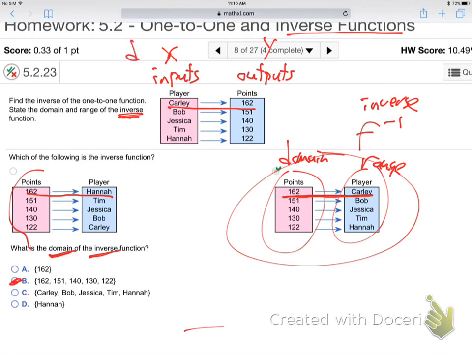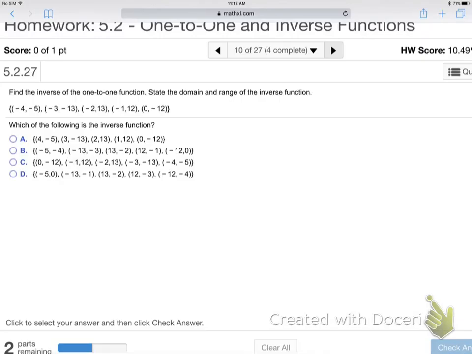The domain of the original function is the names. That's the range for the inverse function. The range for the original function is the points. That's the domain for the inverse function, because that's what happens with an inverse function. You switch x and y. You switch domain and range, don't you? We're going to use that in about 15 minutes. So remember that. That's a switching of domain and range when you go to an inverse function. That's what an inverse function is, an inverting of x's and y's.